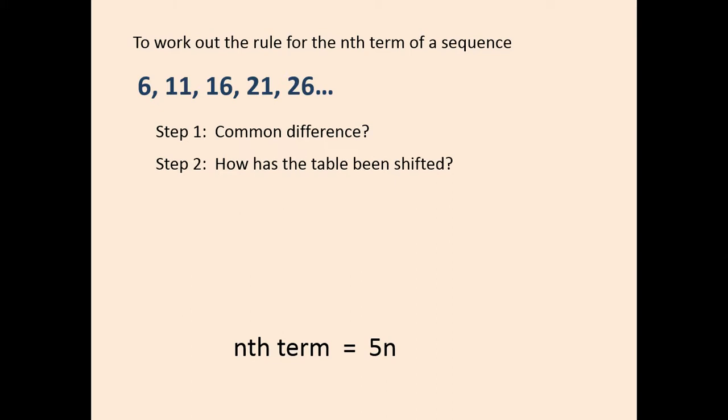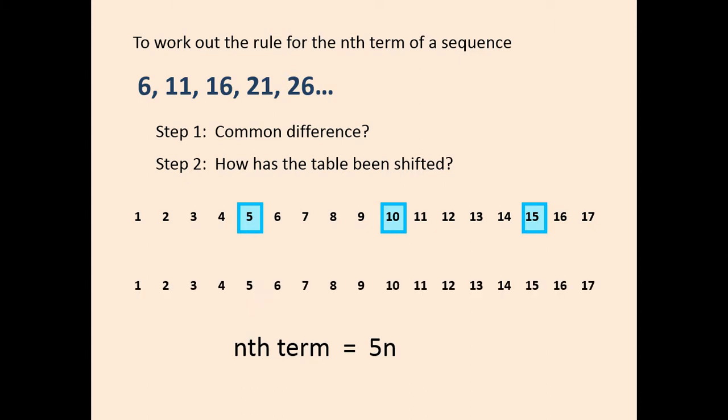Step 2 is you have to ask yourself, how has the table been shifted? So I list down my 5 times table first: 5, 10, 15. And then underneath I list the sequence itself. So my sequence is 6, 11, 16, 21, and 26. Then I have to ask myself, how much has the times table been shifted? It's been shifted by 1. So my nth term would be 5n plus 1.